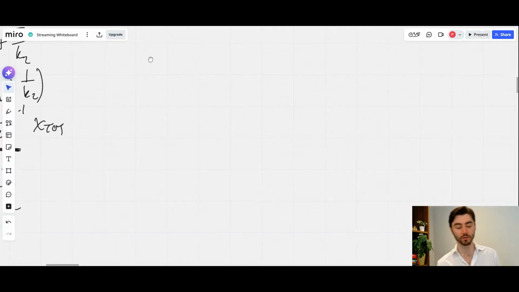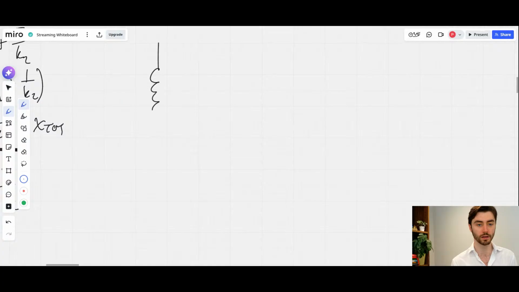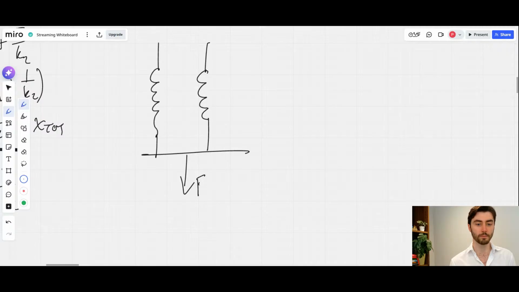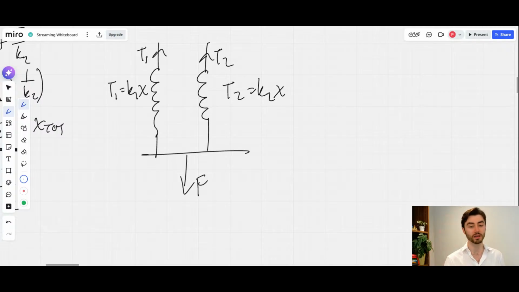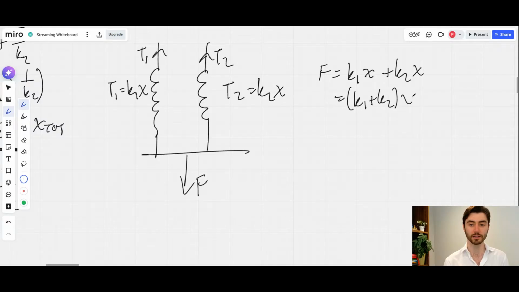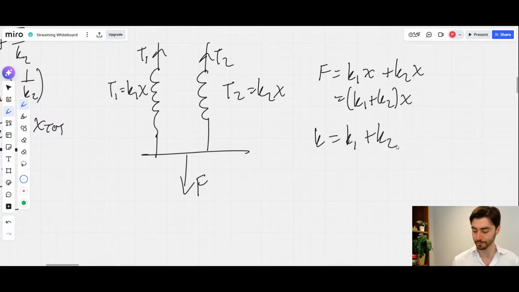And generalizing for the springs in parallel, if we have these as different spring constants, then again T1 is going to be equal to K1 times x, and T2 is going to be equal to K2 times x, where they have to have the same extension because they are in parallel. Then the total force becomes the sum of those individual tensions. So it's (K1 plus K2) x. So in other words, K is equal to K1 plus K2, the equivalent spring constant.